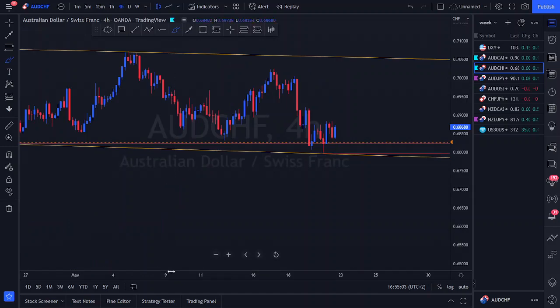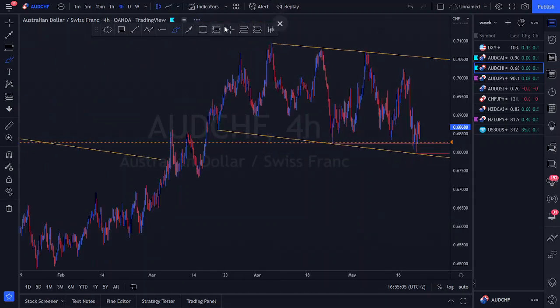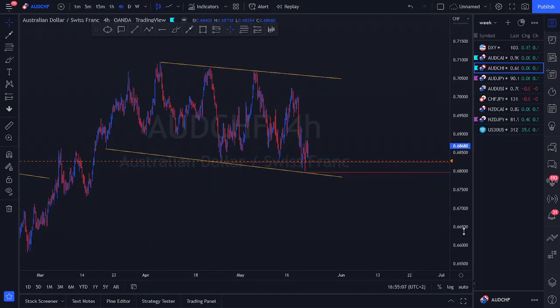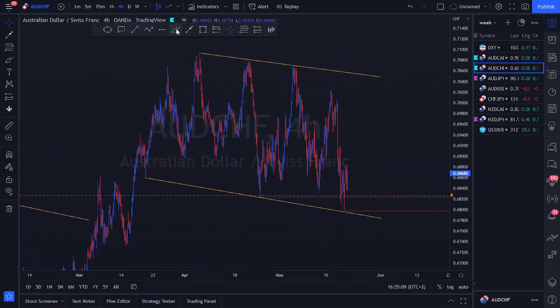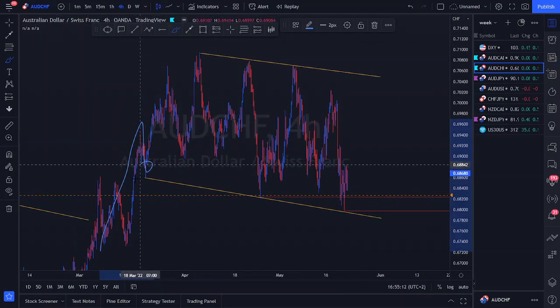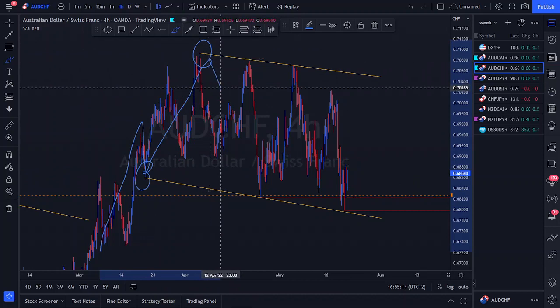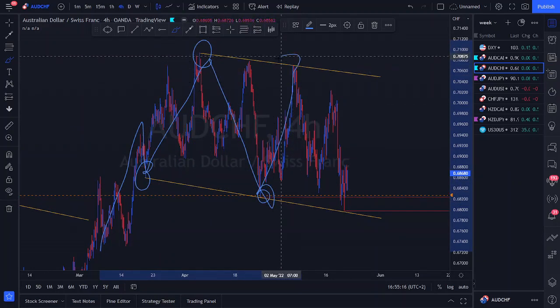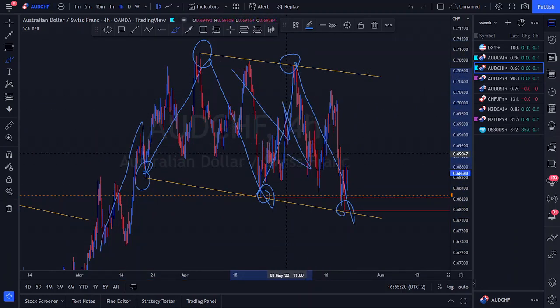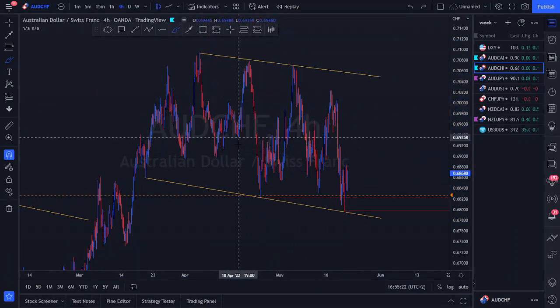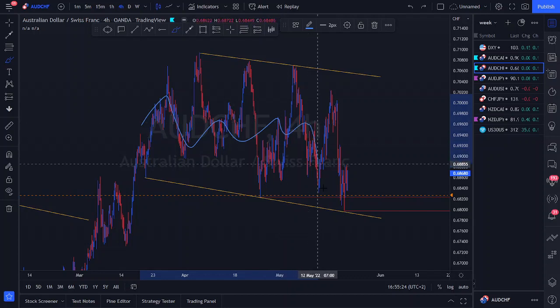Now what we're going to be doing is expecting something sort of similar on Aussie Swiss franc, especially now that we're going onto the 4 hour to observe a little bit of the nature of what's been going on here and this overall structure. On the 4 hour, what we can see is that price action gave us lows, we do have highs, we've got lower lows, we've got lower highs, and then obviously we've got lower lows.